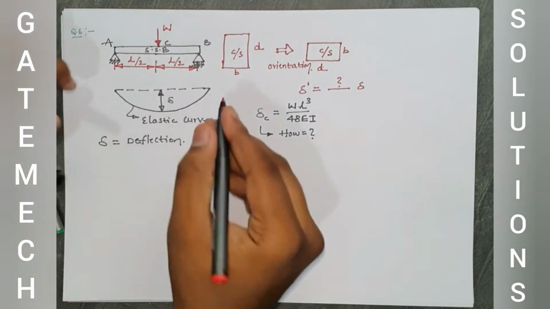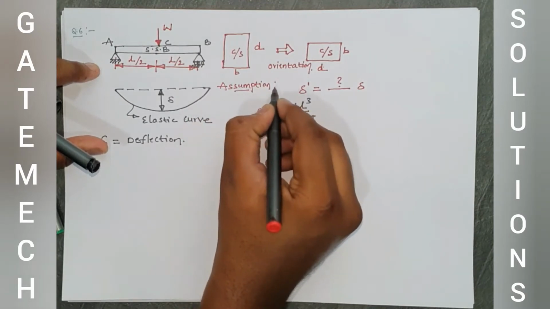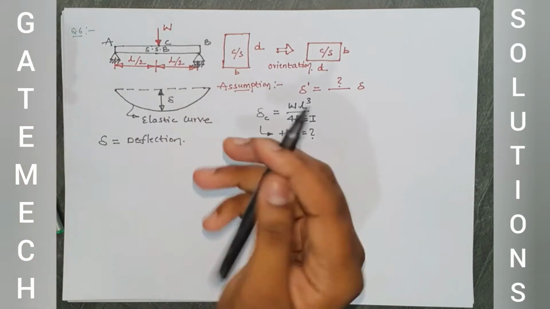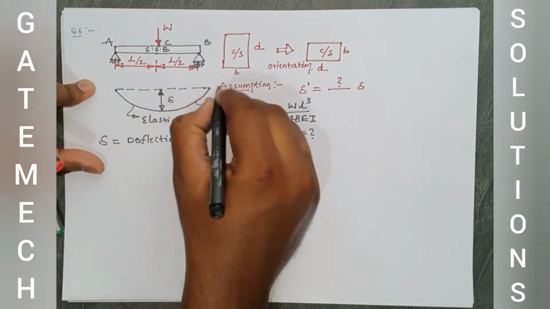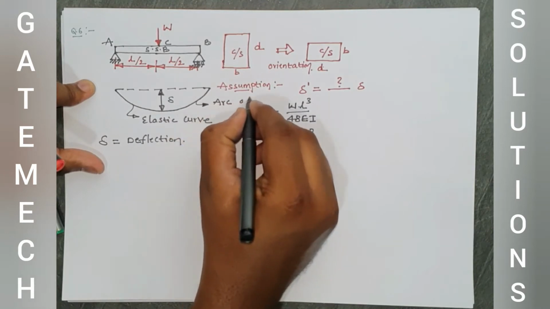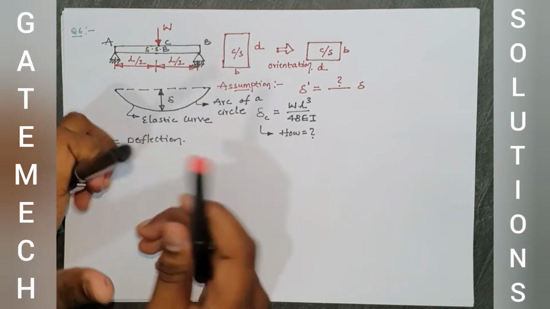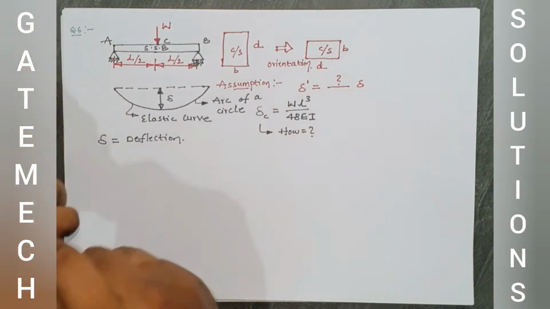If you look at the assumptions, the beam is isotropic, homogeneous and continuous material, that is already applicable. But one extra assumption is also there. The deflected curve or elastic curve should be in the form of an arc of a circle. This is one more assumption you need to remember. Now, before going to discuss this derivation, first I am going to solve this question.